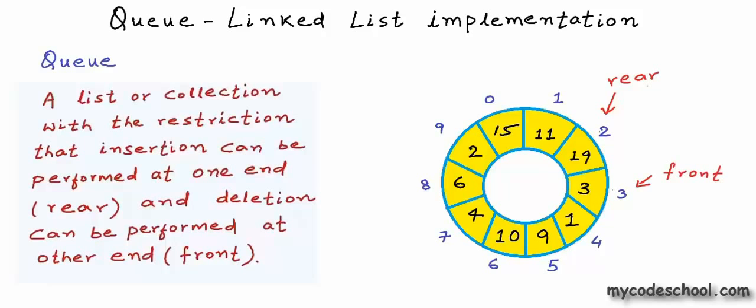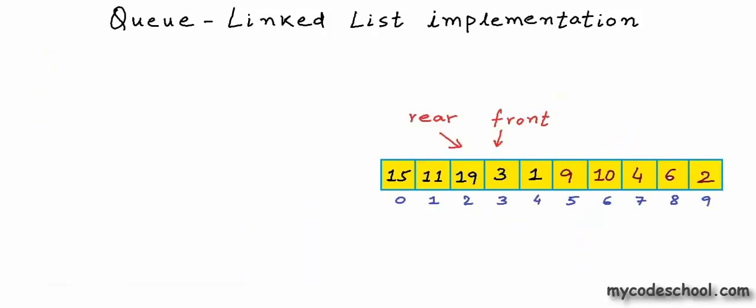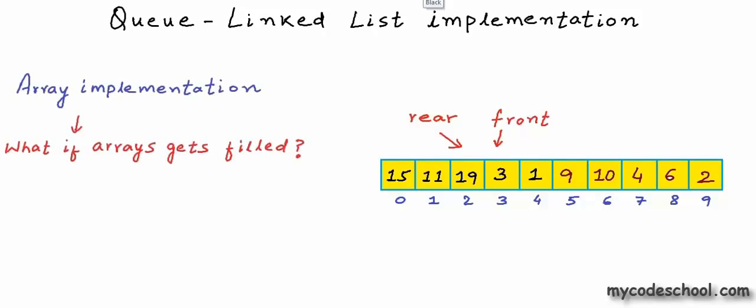We can avoid this problem if we will use linked list to implement queue. Please note that this representation of circular array that I'm showing here is only a logical way of looking at an array. We can show this array like this also. As I was saying, in an array implementation we will have this question: what if array gets filled? And we need to take care of this.